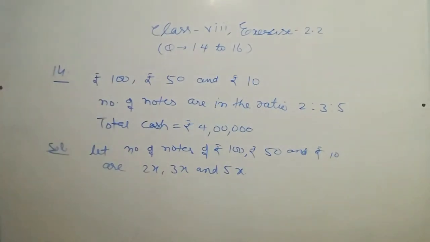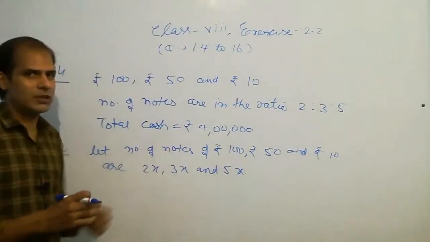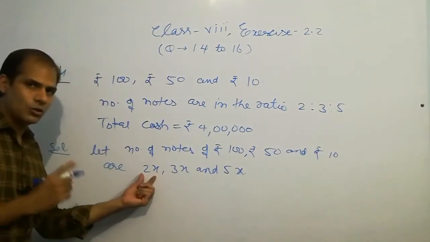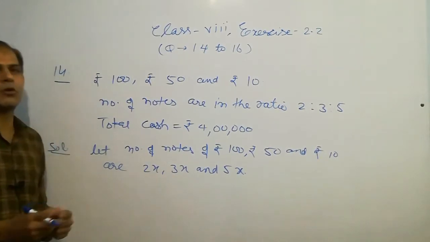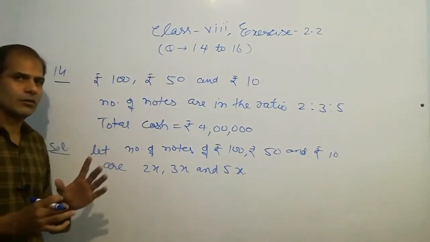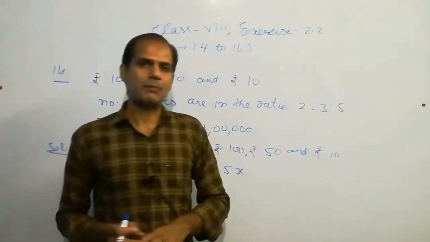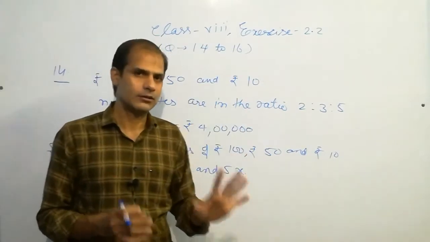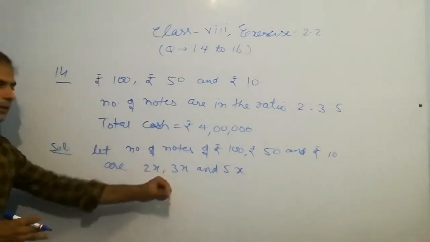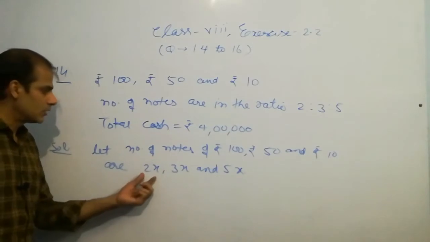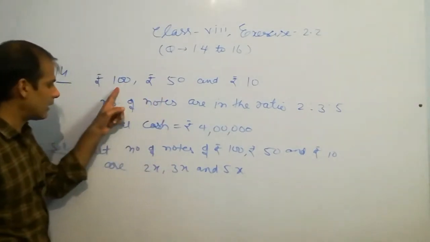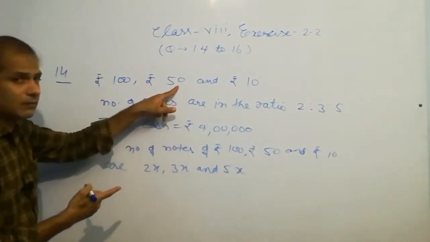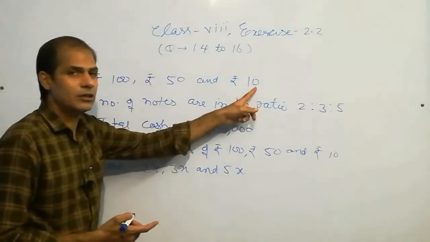Now as we know that the total amount is rupees 4 lakh, but listen carefully, if there are 2x notes of rupees 100, then total amount will be 100 into 2x. Why is it so? See, if you have 4 notes of 100 rupees, then the total amount will be 4 into 100. So in this way we will calculate the amount. 2x multiply by 100, then 3x multiply by 50, because there are 3x notes of rupees 50. Similarly 5x into 10.